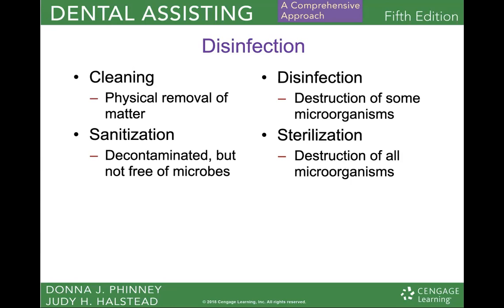Disinfection is the next level. With that, we would use a higher-level disinfecting spray, such as Cavicide. This will destroy most of the organisms, but not all of them. Sterilization is the highest level of disinfection. This is when the destruction of all microorganisms occurs, and the only time that sterilization can be achieved is through the use of some type of autoclave.